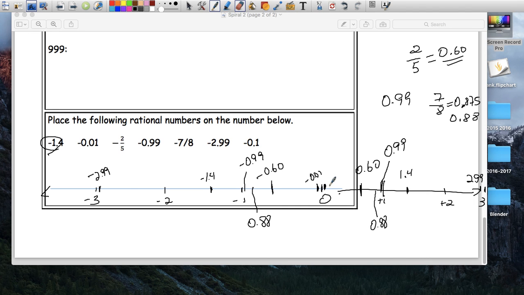On the positive side, 10 cents would be about here. And its negative counterpart can be exactly on the other side of 0. -0.10. Okay, so that was spiral 2.